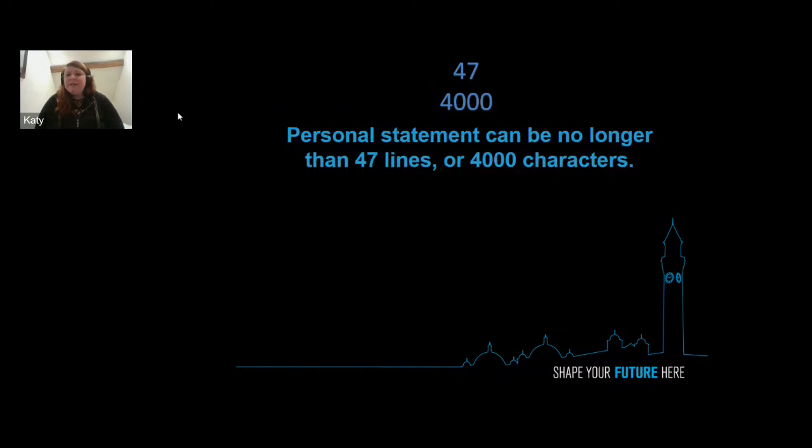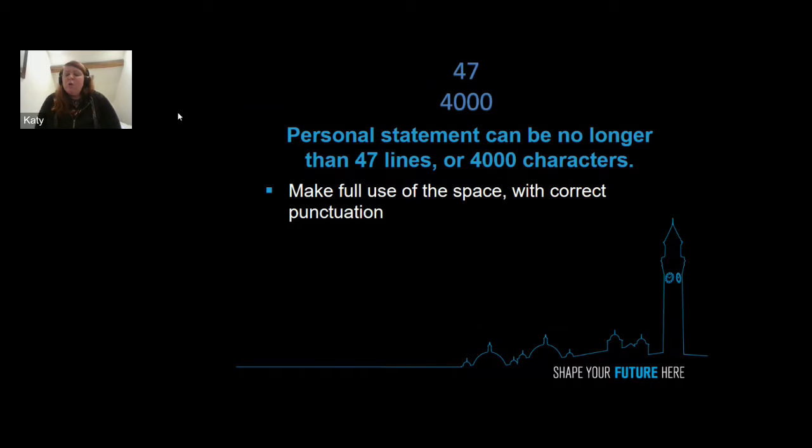So some more numbers here. The personal statement, as I mentioned, is pretty short. It can be no longer than 47 lines or 4,000 characters, whichever comes first. So pretty short, and we always say make full use of the space. Make sure you do fill that up, because it's important to try and get as much as you can over in that short personal statement, because that's really the main thing that we're going to look at to decide to make you an offer or perhaps to invite you to interview.